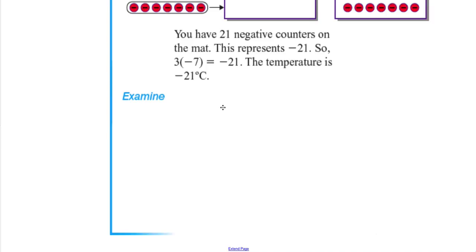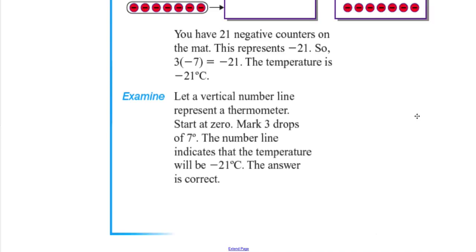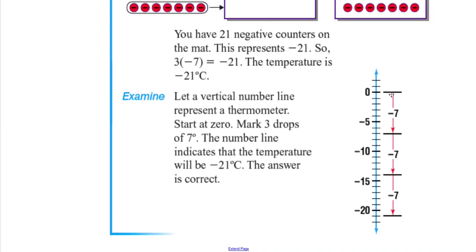And if we want to check whether our answer makes sense, we simply create our own vertical number line. Start from 0 and mark 3 drops of 7 every single time. The number line indicates the temperature will be at negative 21. So the answer is actually correct.